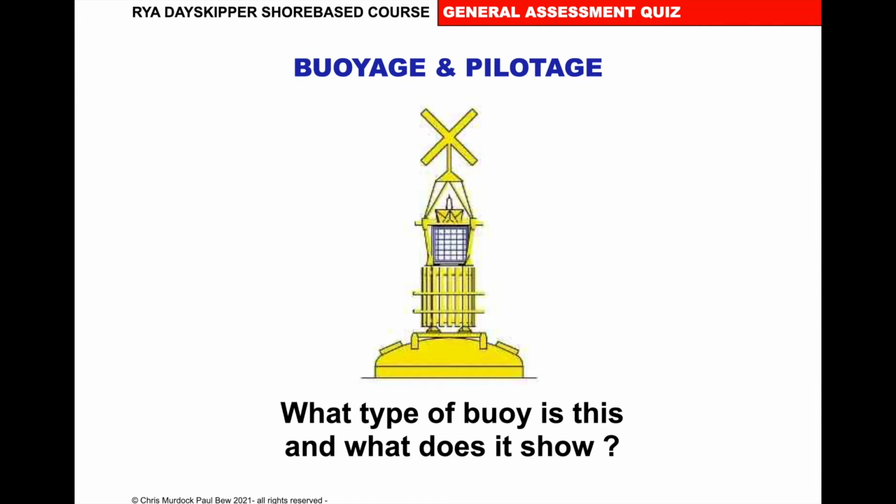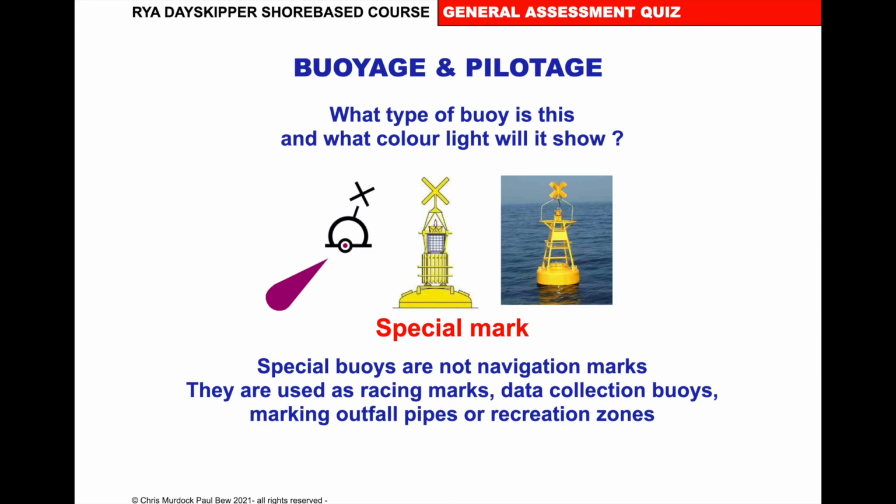What type of buoy is this and what does it show? Let's have a look. It's a special mark. Special buoys are not navigation marks. They're used for racing marks, data collection buoys, marking outfall pipes, recreation zones, or for specific areas.